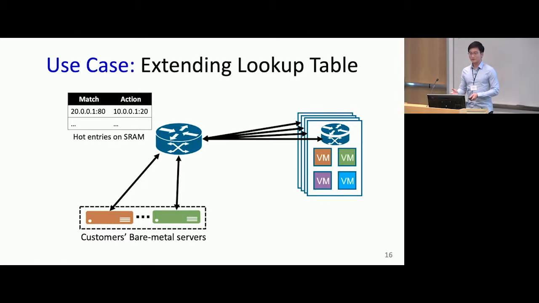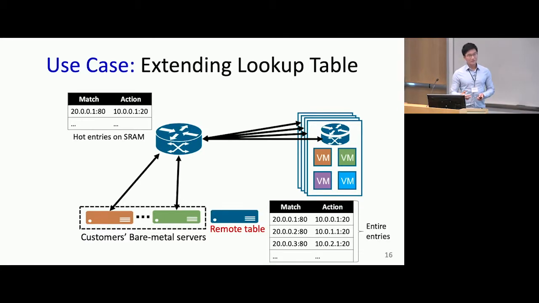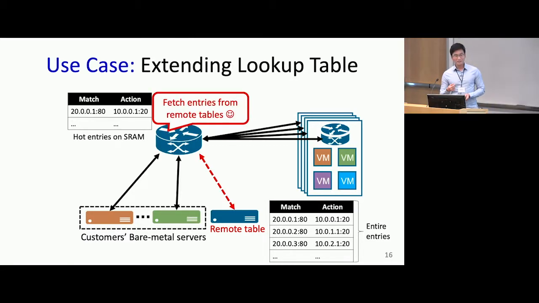Let me bring back the bare metal service example. Using our lookup table extension, we can realize the service using the top of rack switch. We can store an entire table on remote memory as a remote lookup table, and the switch can access it to fetch the entry when the entry does not exist in its local table. In this way, we can effectively move the virtual switch functionality to the top of rack switch.